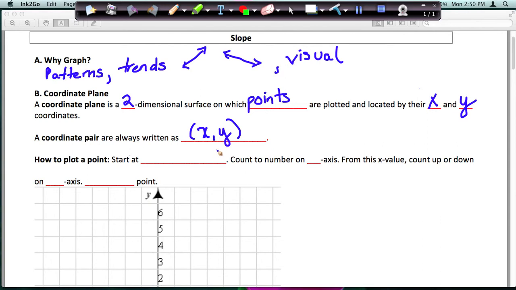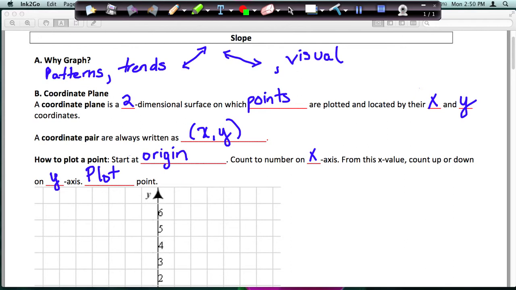So how do you plot a point? You start at the origin, and I'll show you this in just a minute on the graph below. So you start at the origin, and then you count the number on the x-axis. So the first value tells you, do you go right or left on the x-axis? And then from this x value, count up or down on the y-axis. So the y tells you whether to move up or down, the x tells you whether to move left or right. Once you've made that movement, go ahead and plot your point.